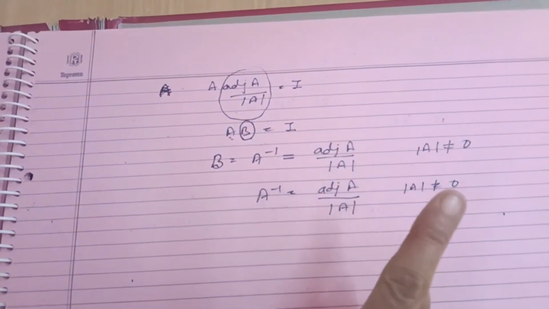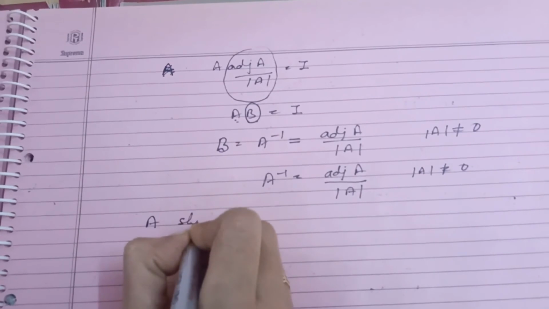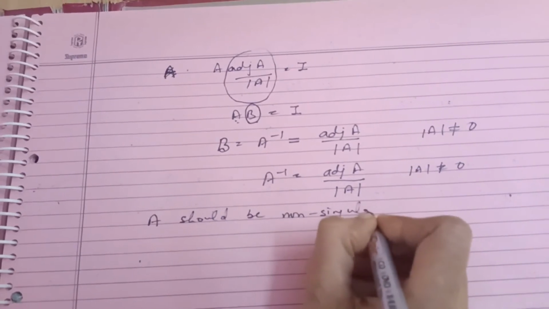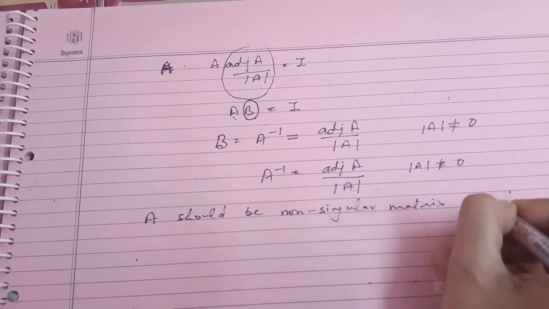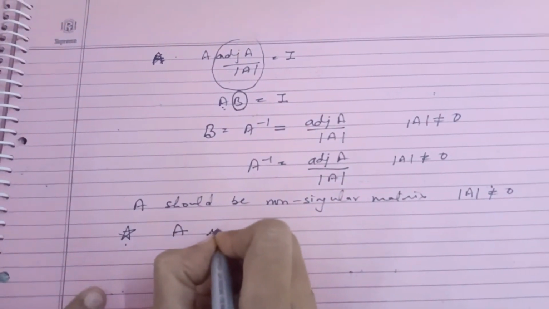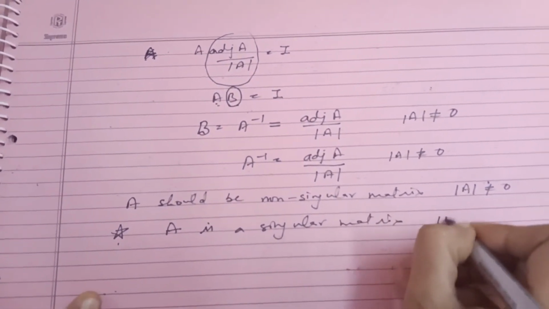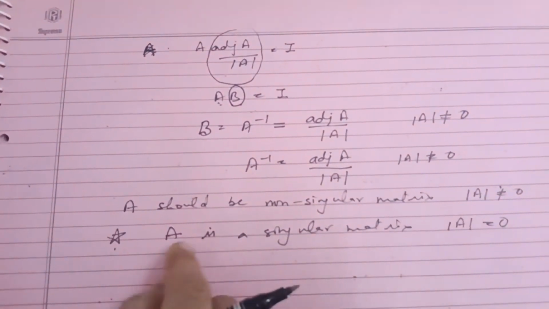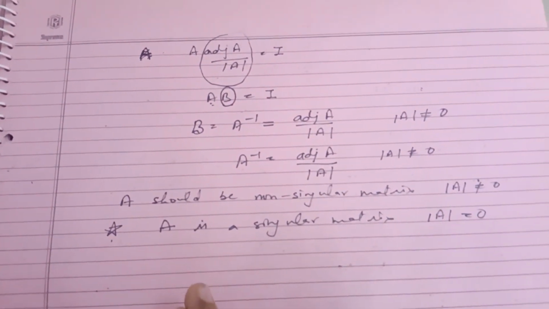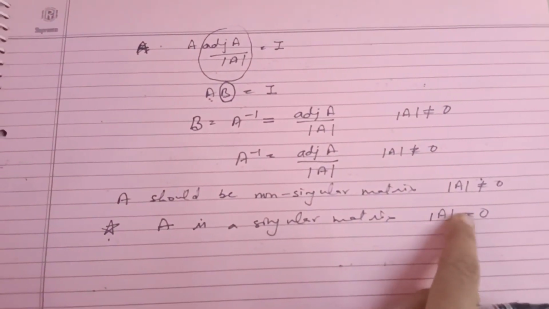So the inverse of any matrix you can find when A is a non-singular matrix. Non-singular matrix means determinant A is not equal to 0. And here one important property comes: A is a singular matrix if determinant A is equal to 0. Sometimes A is given with one unknown variable, and they ask the value of this unknown variable, and it is given that A is a singular matrix. So you need to put determinant A equal to 0, and you will get the value.